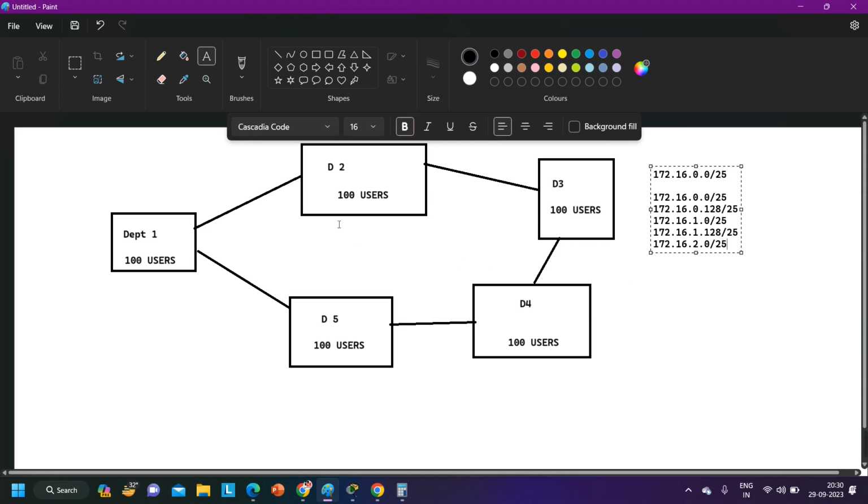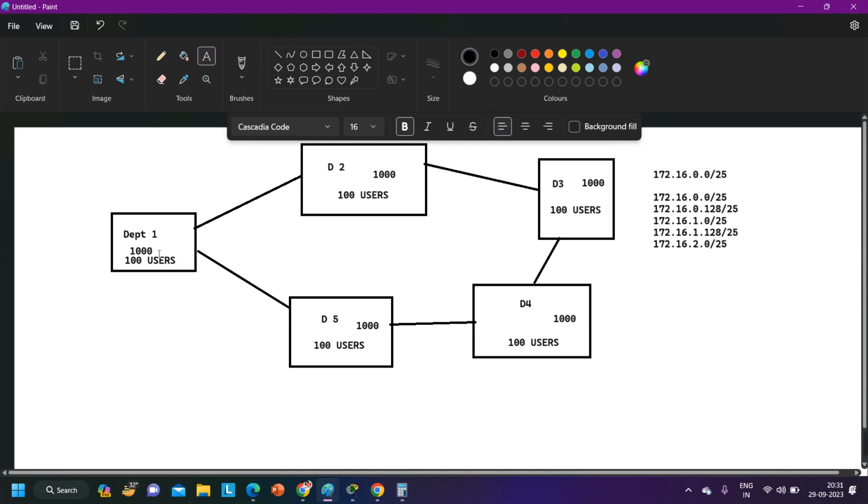Now let's say here we need 1000 IP addresses, not 100, 1000. Then can I use IP addresses from class B if I need 1000 IP addresses in each department? How many IP addresses can I get from class B? 2 to the power 16, minus 2. So yes, I can use IP addresses from class B here. Yes, submit it.